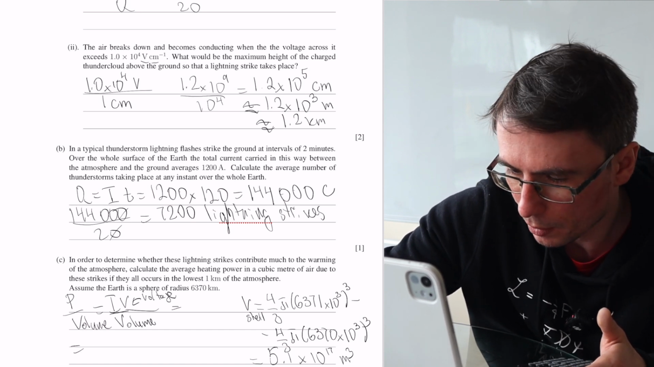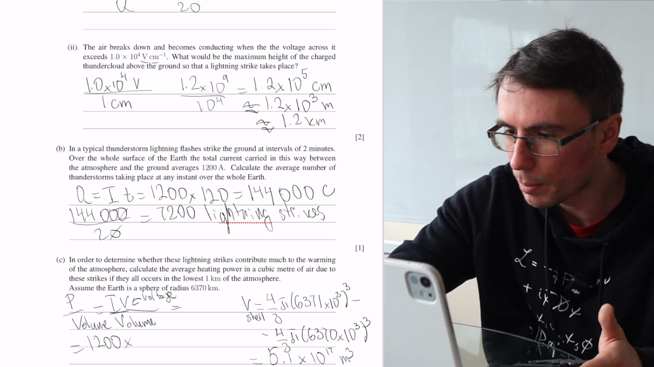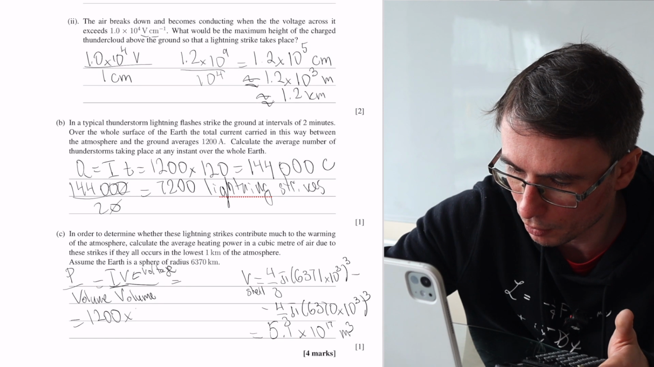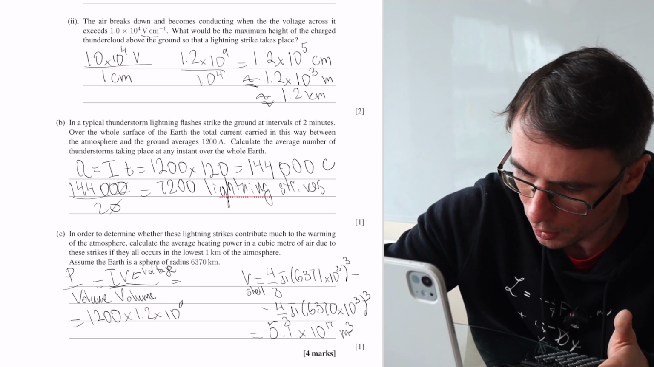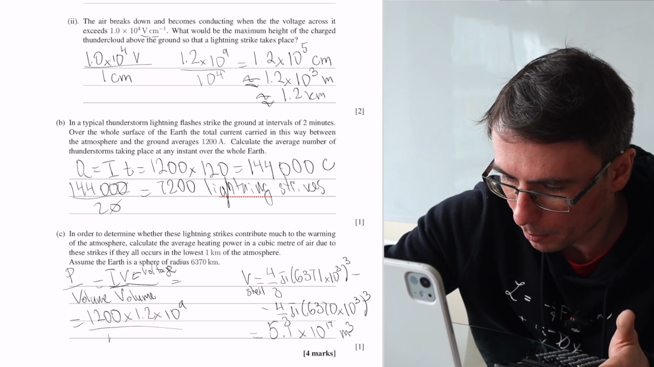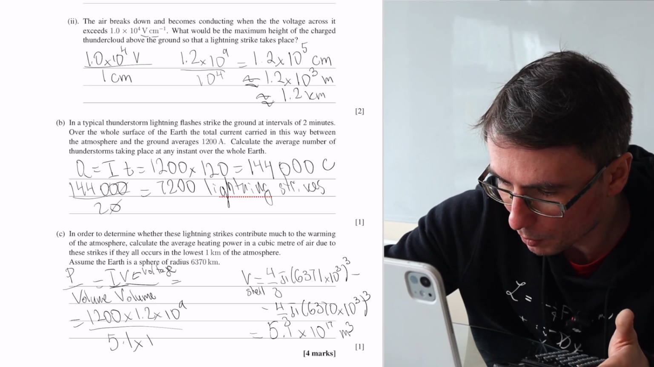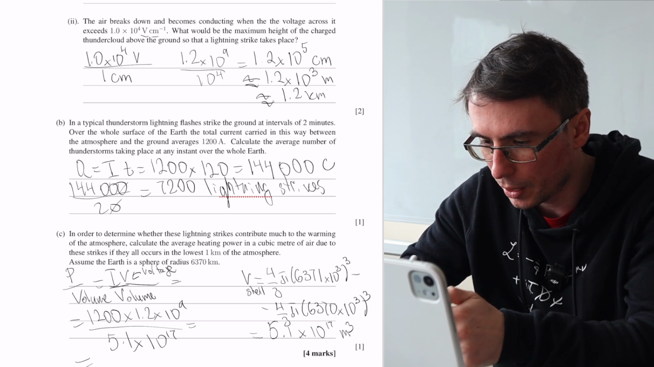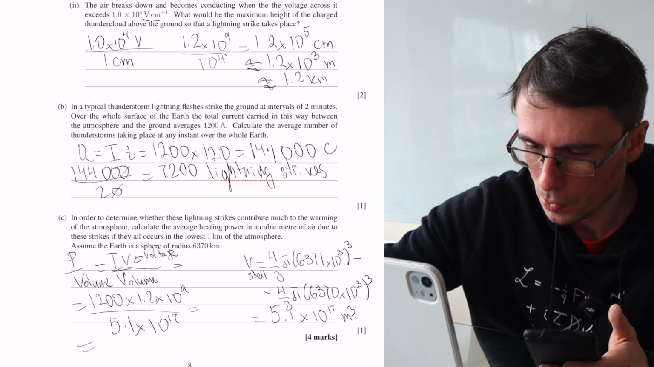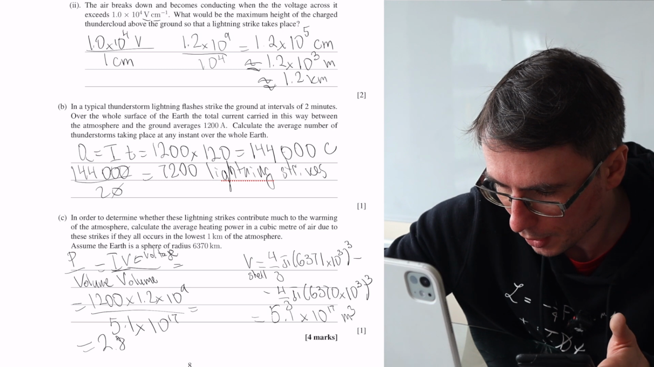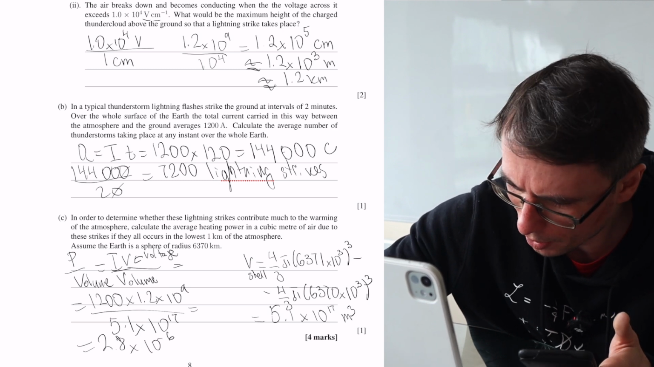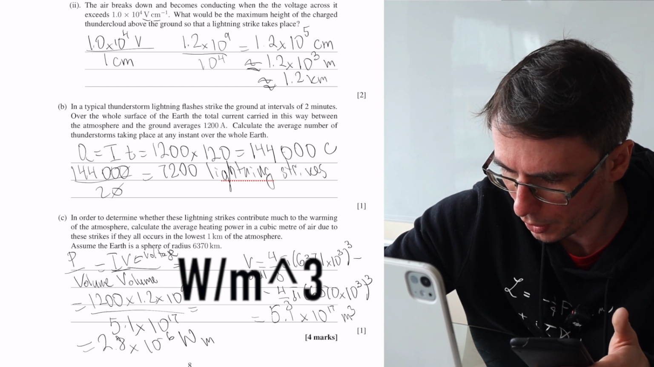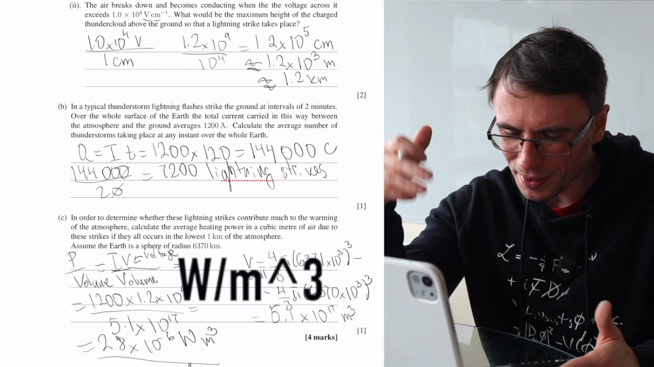Okay, I times V is going to be 1200. In part 1 we calculated the voltage to be 1.2 times 10 to the power of 9. Divide that by 5.1 times 10 to the power of 17. Let's see what that gives us. So I get around 2.8 times 10 to the power of -6 watts per cubic meter. This doesn't seem like much.